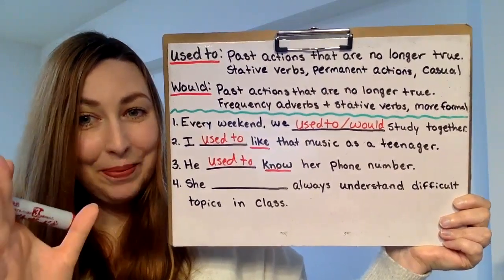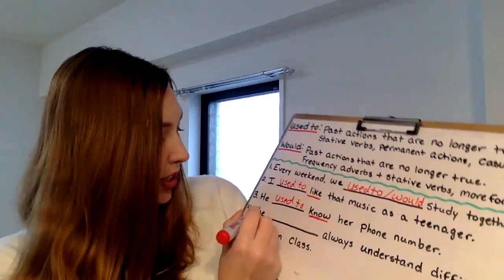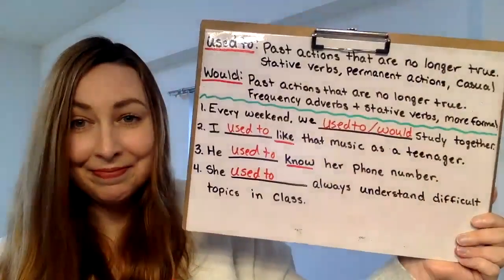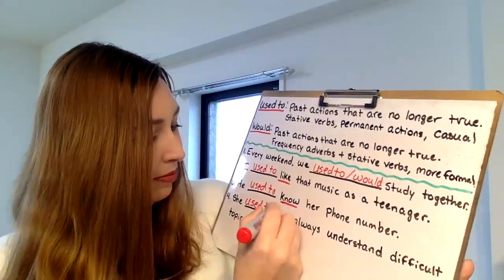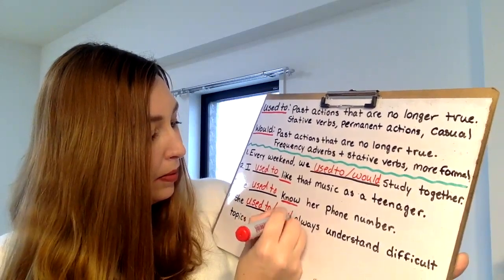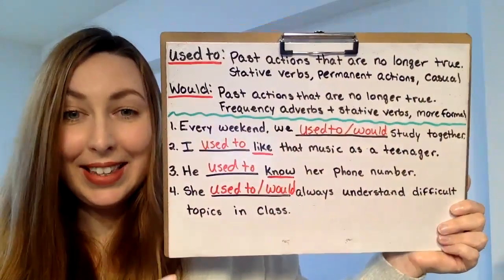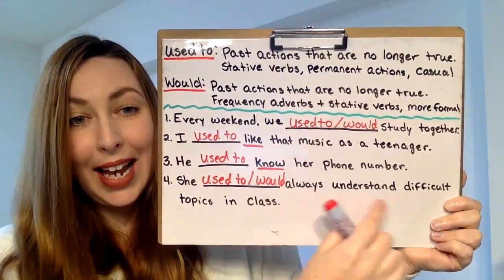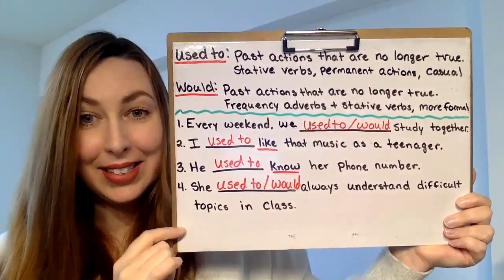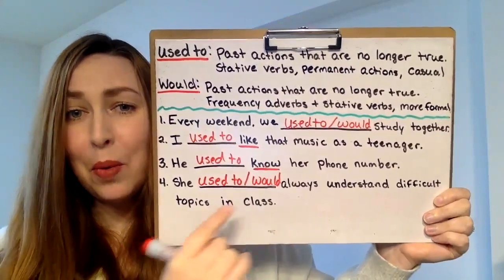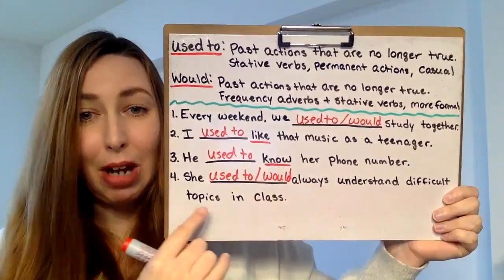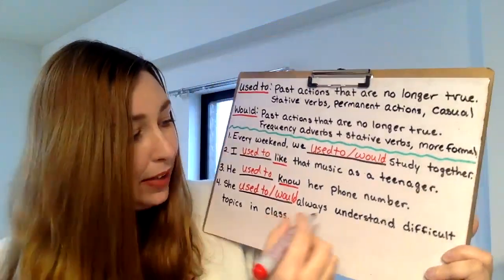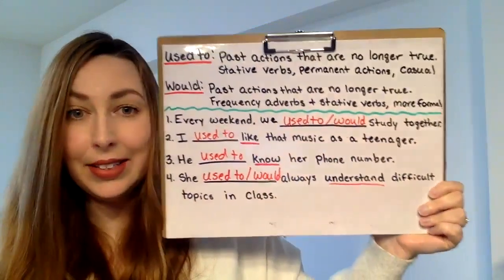All right, so the answer for this one is she used to or would. Either is okay in this sentence. She used to always understand difficult topics in class. She would always understand difficult topics in class. Both are correct.